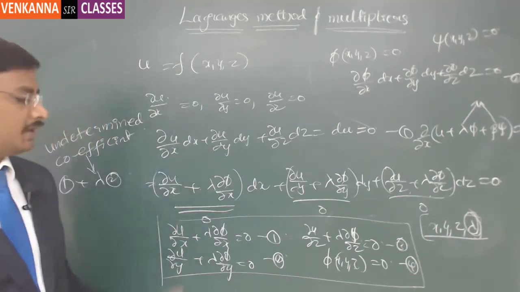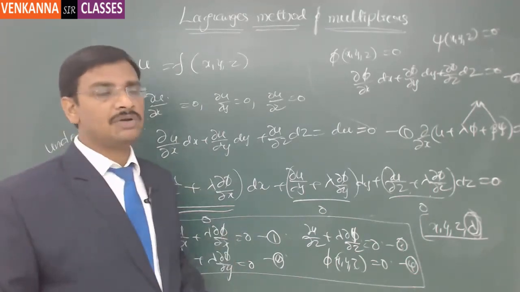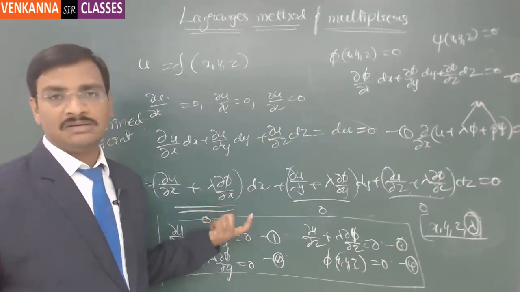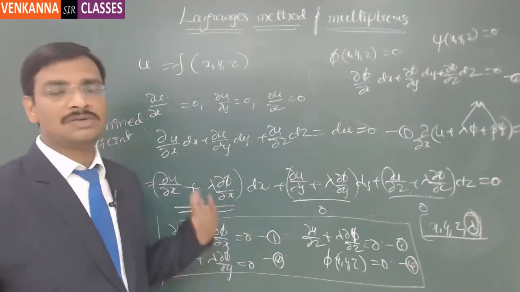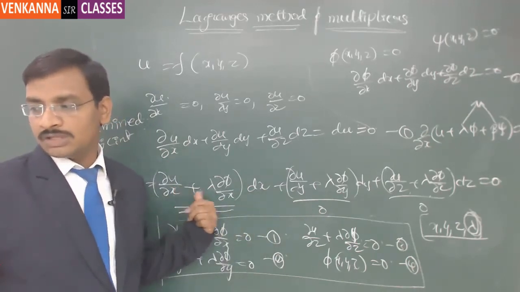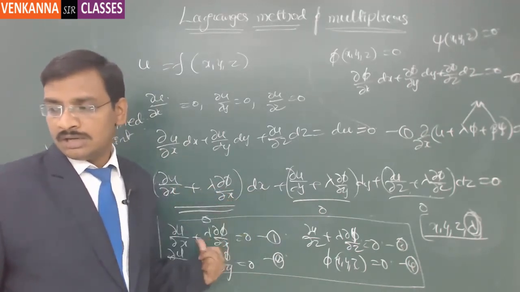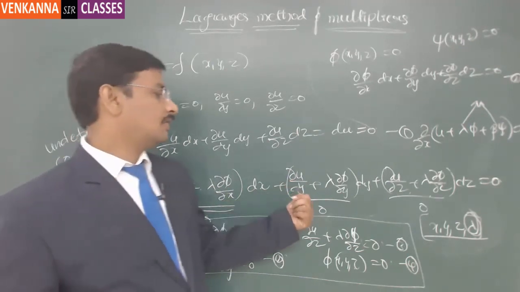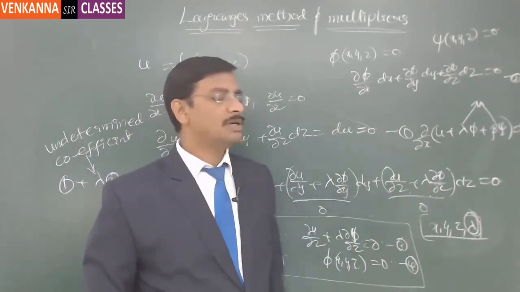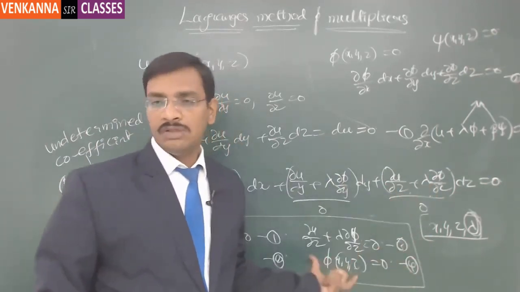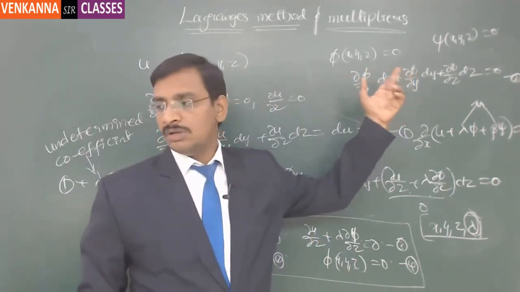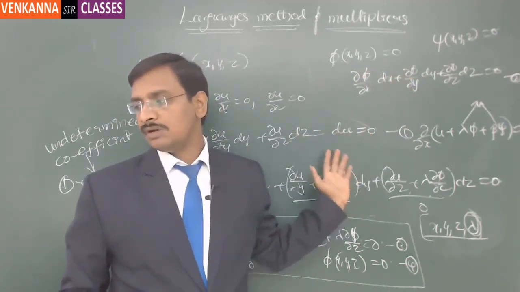So this is how you will be finding it. The procedure is straightforward and simple. Form the equation u + λφ + βψ. If beta is there, we put it; otherwise just leave it as u + λφ. Then take the derivatives: ∂u/∂x + λ ∂φ/∂x = 0, ∂u/∂y + λ ∂φ/∂y = 0, and ∂u/∂z + λ ∂φ/∂z = 0. Along with these 3 conditions, we have the original condition φ(x, y, z) = 0. All the 4 equations you have to solve.